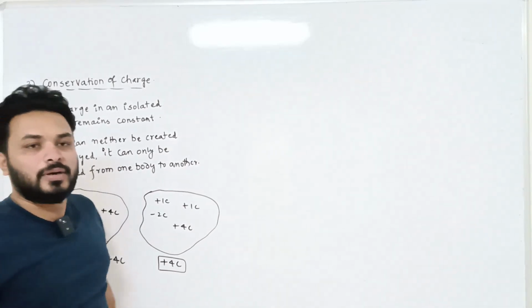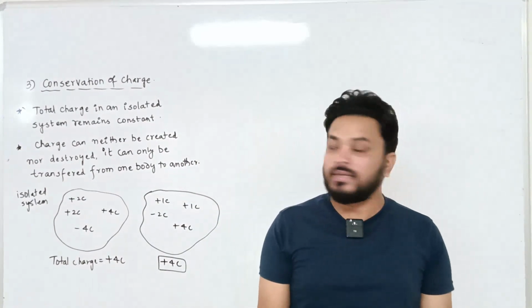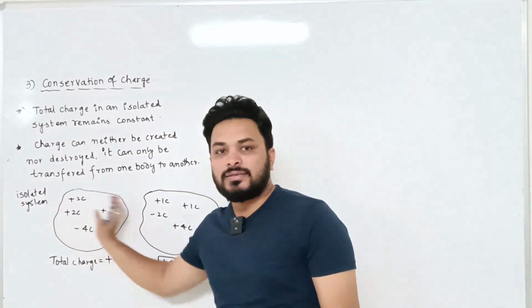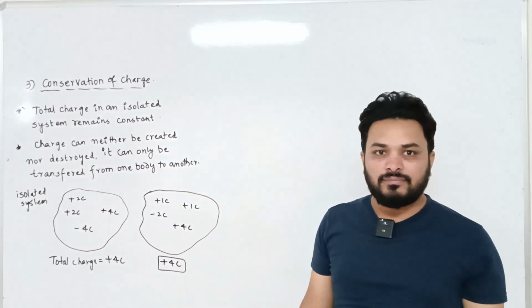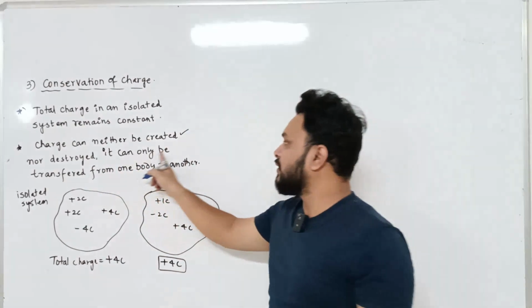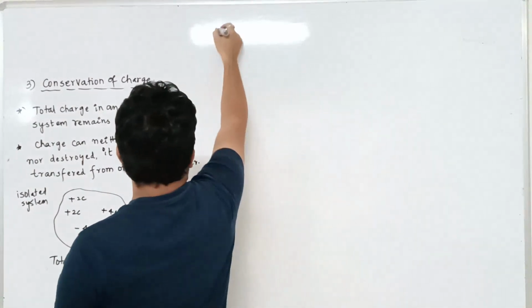This important property we are calling the conservation property, the conservation of charge. Whatever the total charge was before, the same charge we have after some years. Understood? Charge can neither be created nor be destroyed. It can only be transferred from one body to another body. What do you mean by this? Suppose we have seen this already.